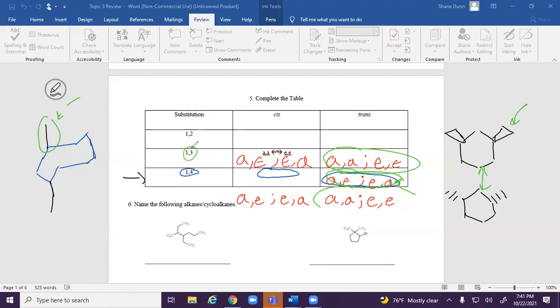Someone was asking for 1-3 if it was trans, which would be axial, equatorial, that one, right? If you have an axial one, it's better to make that one wedged and the other one dashed. But as long as you keep them opposite, it really doesn't matter. It really should not matter as long as they're opposite to each other.